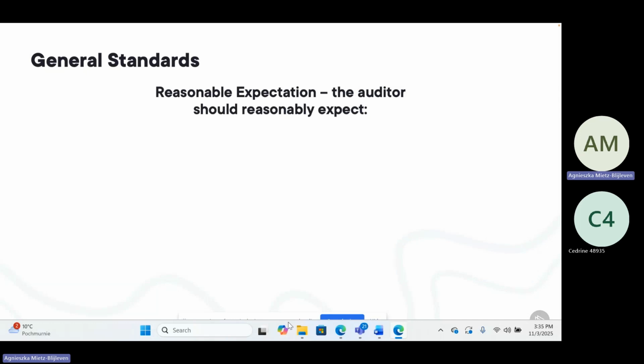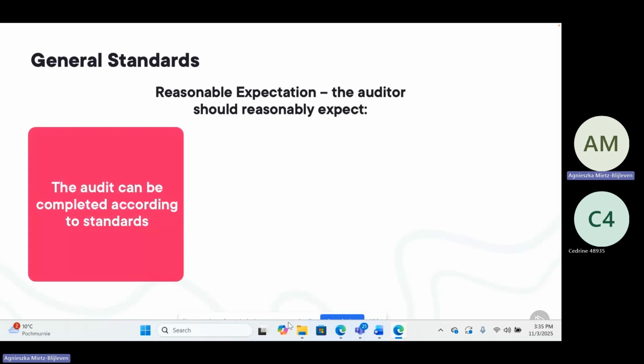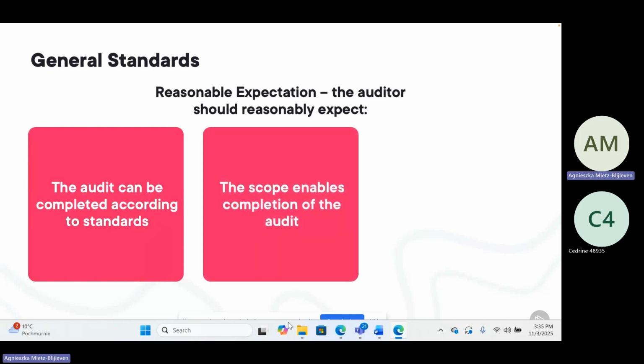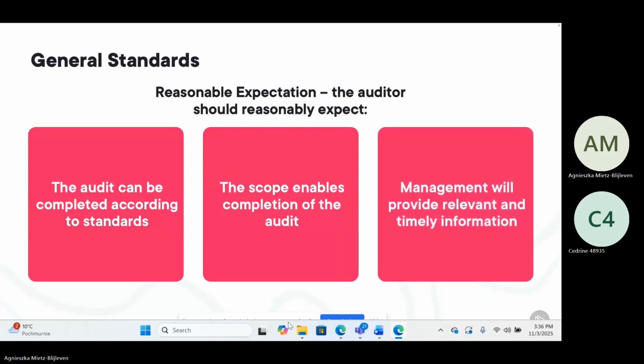The next standard deals with reasonable expectation. The auditor should reasonably expect that the audit can be completed according to good audit standards or practices. We will not be hindered in conducting the audit by, say, management. We should ensure that the scope of the audit enables the completion of the audit properly, so the area that we are auditing is completely within the scope of the audit, and everything within the scope has been reviewed. That management will provide relevant and timely information, and included in that also is access. So as auditors, we should reasonably be able to expect these three things.